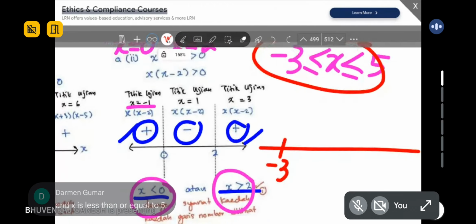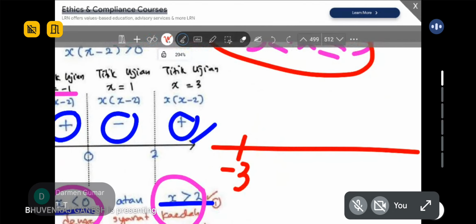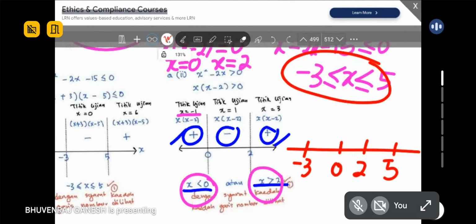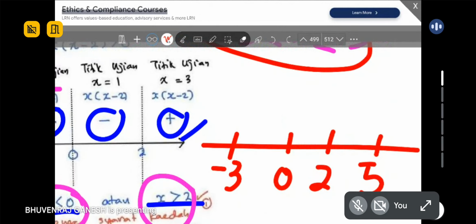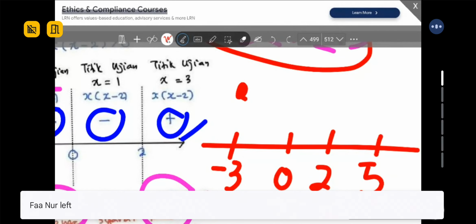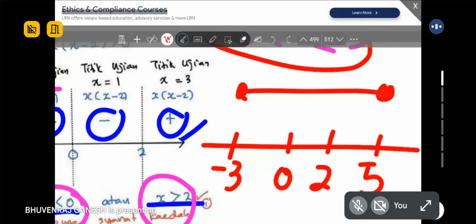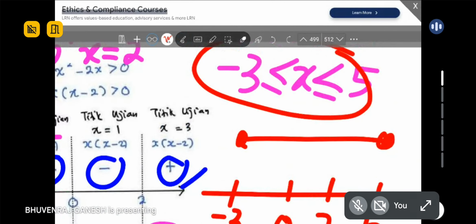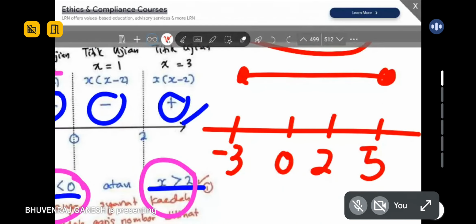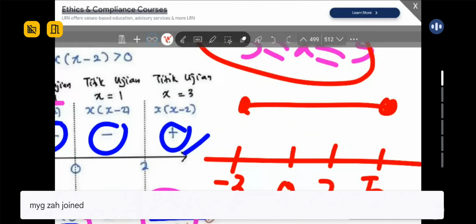Lukis saja garis nombor. Okay, so you put all the numbers: negative 3, 5, 2, 0. Okay, so you draw the inequality, guys. You guys still remember how to draw it? You learn in maths. Belajar kan? Mathematics. If negative 3 less than or equal to x, less than or equal to 5, you draw like this, correct?